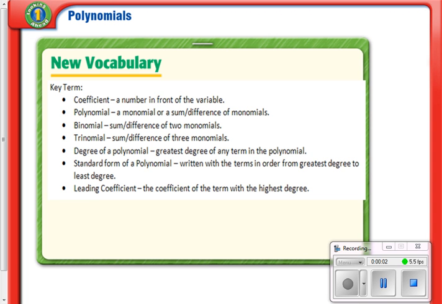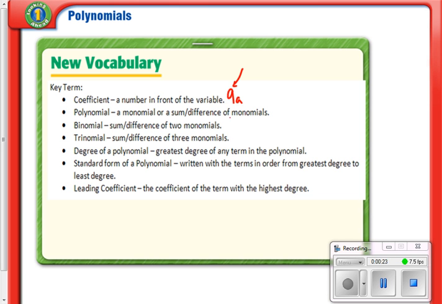Lesson 1 on polynomials. You're going to identify different types of polynomials, and we'll get to know some of the lingo here. First vocabulary word is coefficient. That is a number in front of the variable. So for instance, if you had 9a, 9 would be your coefficient.